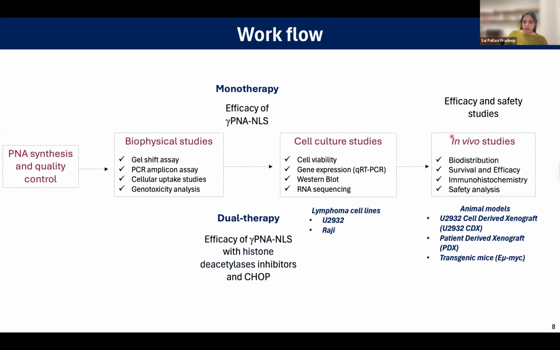And finally, we looked at in vivo studies where we checked the efficacy of these PNAs in 3 different mouse models. The first was U2932 cell-derived xenograft mouse model. The second was a patient-derived xenograft mouse model. And the third was a transgenic mice model. Over here, we were looking at survival as well as safety analysis of the PNA alone and in combination with HDAC inhibitors as well as CHOP treatment.